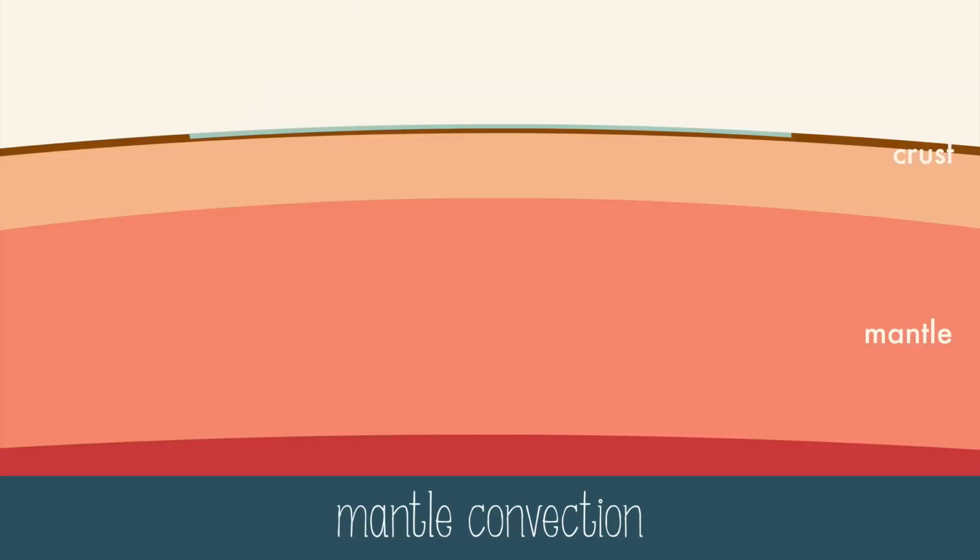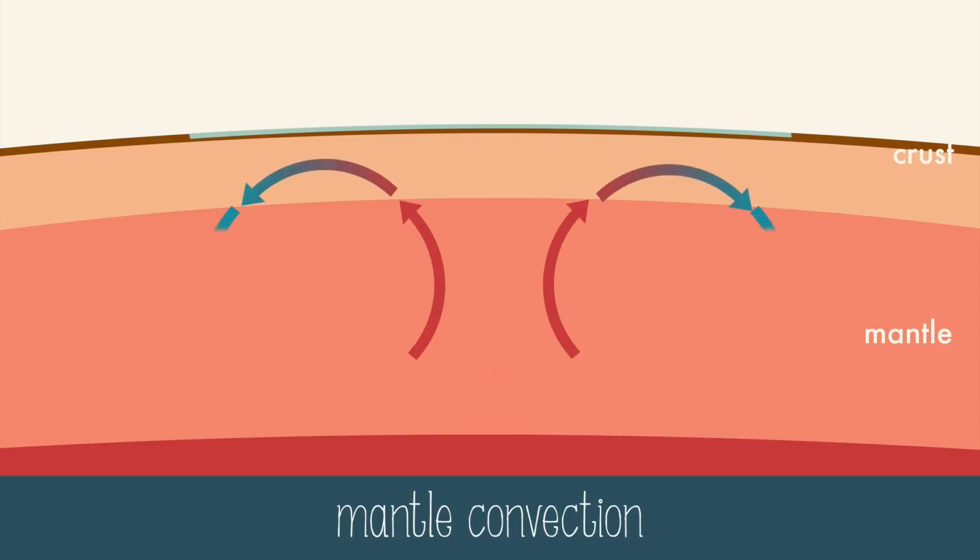Scientists also hypothesize that the mantle of Earth itself is convecting. The interior of Earth is very hot, and magma moves toward Earth's surface, cools, and then sinks toward the center. This mantle convection is the proposed driving force for plate tectonics.